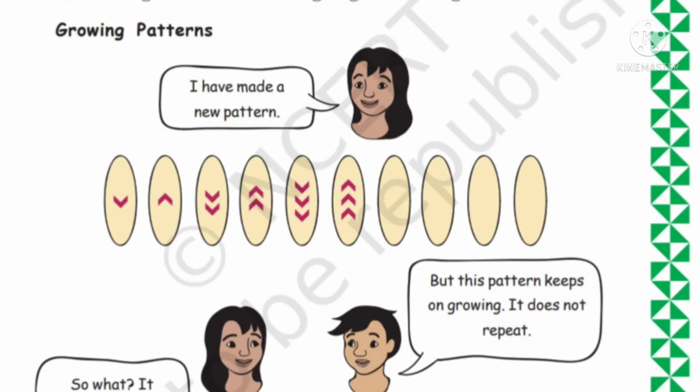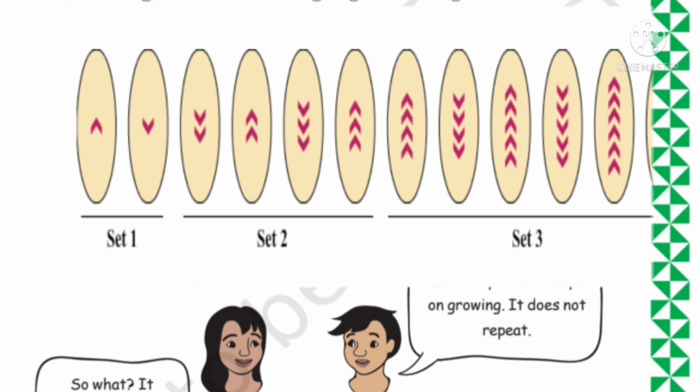Drawing patterns. I have made a new pattern. See what she has made. First there is an arrow facing down and one up, and in the next there are two arrows downwards, two arrows upwards. In the third there will be 3 down and 3 up. Next, how will we finish it? 4 will be down, 4 up, next will be 5 down and 5 up.